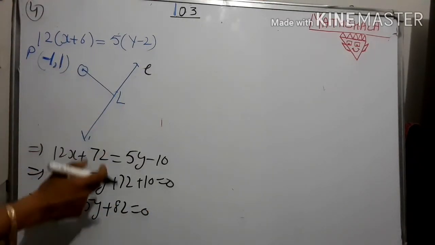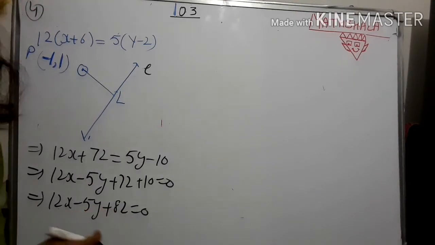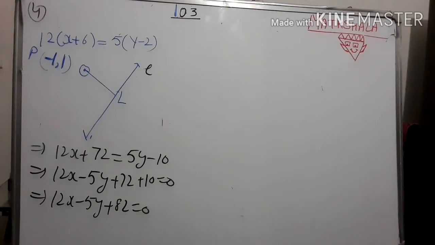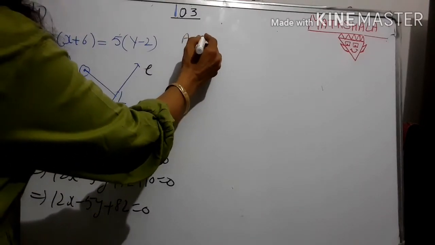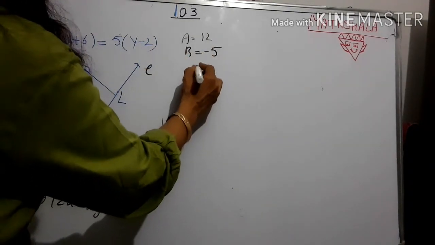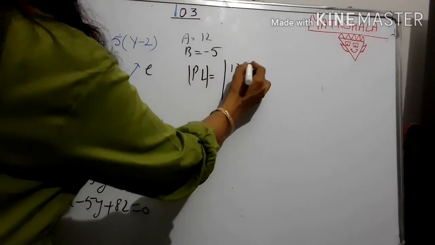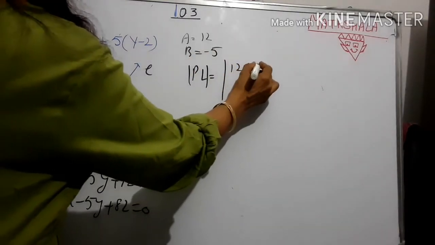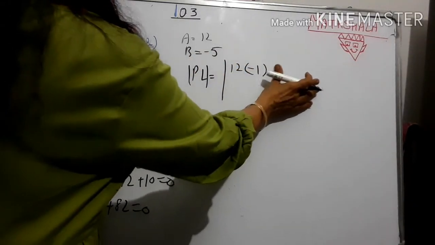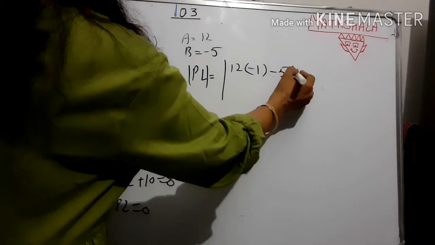So for the distance between point and line, what is A? It is 12, and what is B? It is minus 5, plus 82 is equal to 0. And we have A equal to 12 and B equal to minus 5, this is the coefficient of y. So let's find out the distance |PL|. It is equal to what? A x1. What is x1? It is from where the perpendicular is drawn. Plus is not there here. It is minus 5, that is B y1. What is y1? It is 1 only.